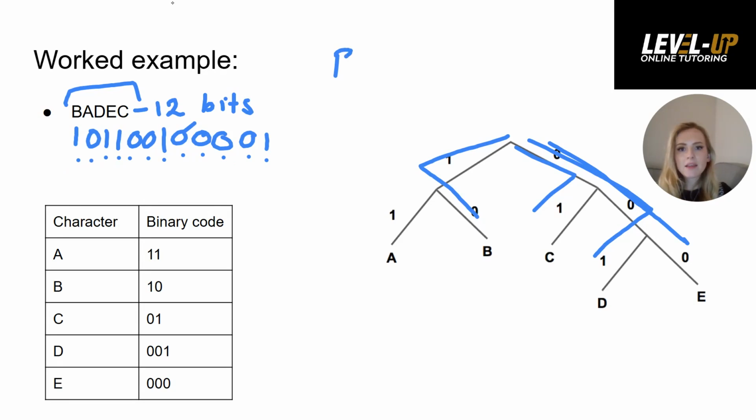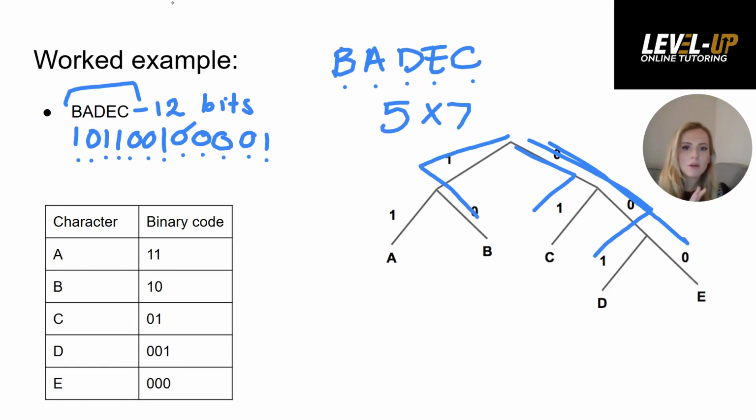Just to compare this to ASCII, BADEC, ASCII requires 7 bits for every single character that it can support. So the calculation we're going to do here is 1, 2, 3, 4, 5: 5 times 7 bits, a minimum of 7 bits per character. That is going to give us a total of 35 bits without it being compressed. Using Huffman encoding, we can represent the same characters with only 12 bits.